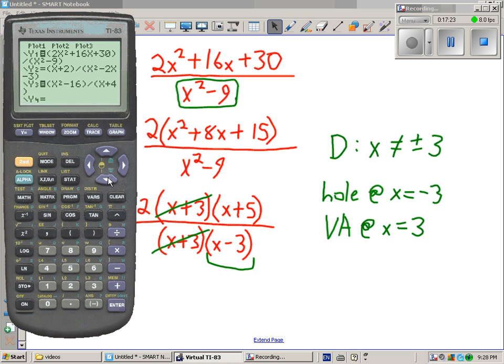We go back to that. Graph that one. I don't want to graph that one. There's my vertical asymptote at x is equal to 3. And what happens when x is equal to negative 3? I have a hole. I do not get a y value. So it works out.